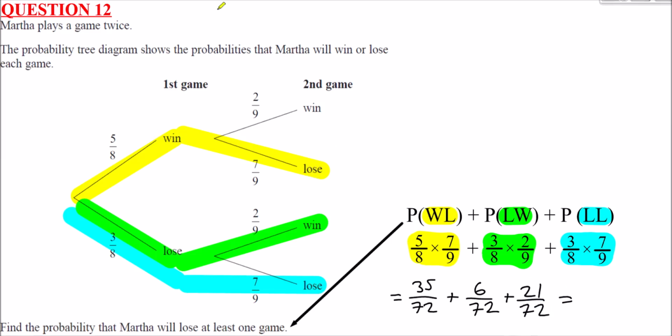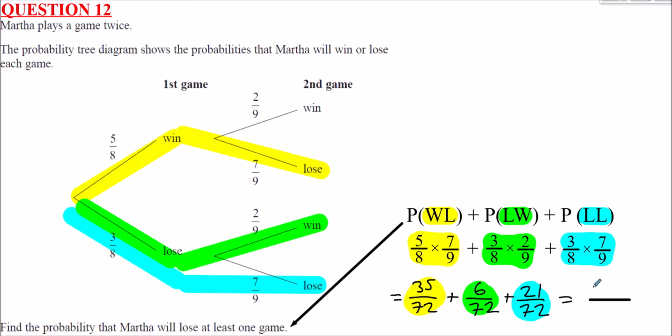Then if we finally add all these together, that's 5/8 times 7/9, 3/8 times 2/9, and the final one is 3/8 times 7/9. They're all over 72, so we can leave them over 72 and just work out the top of the fraction. 35 plus 6 is 41. Then plus another 21 is 62. And the bottom number is still 72.